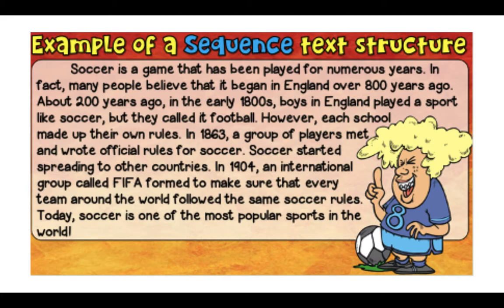About 200 years ago, in the early 1800s, boys in England played a sport like soccer, but they called it football. However, each school made up their own rules. In 1863, a group of players met and wrote official rules for soccer. Soccer started spreading to other countries. In 1904, an international group called FIFA formed to make sure that every team around the world followed the same soccer rules. Today, soccer is one of the most popular sports in the world.